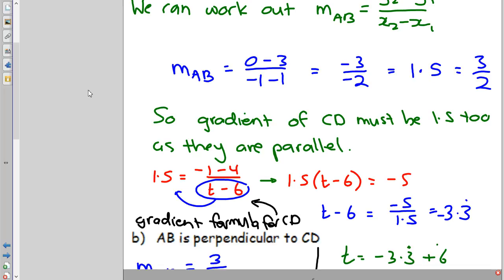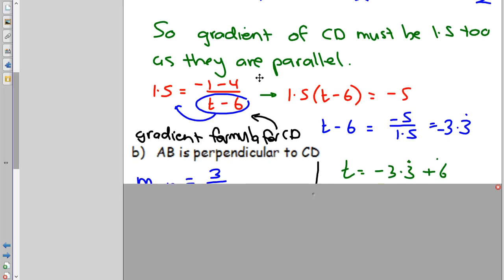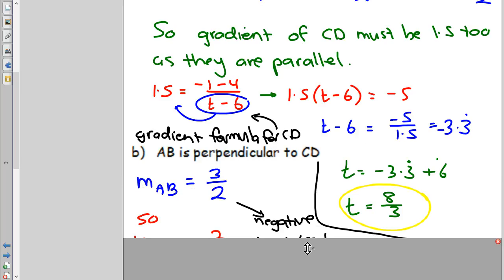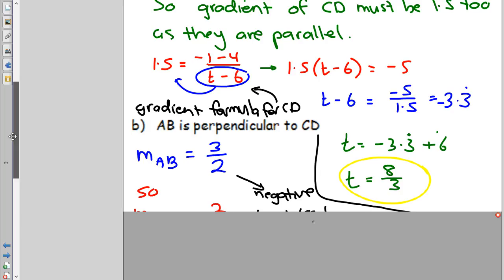And therefore, now to solve for t, we just need to add 6 to both sides. So add 6 to both sides. Here we go. T equals negative 3.3 recurring plus 6, which would give you 8 over 3. Or I think it's 2.6 recurring, same thing. Bit of a tricky one because you're dealing with decimals and fractions and that kind of thing. So 3 over 2 being here, it might have been easy to cross multiply, so feel free to try that out. Cross multiplication, and you should get 8 over 3 as your final answer as well.